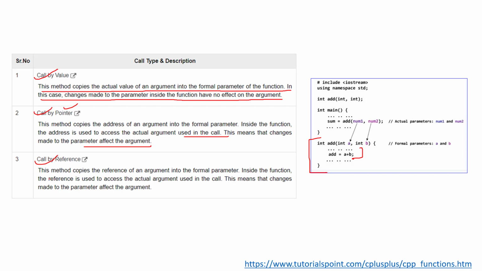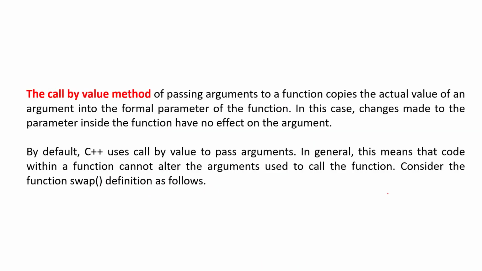Call by reference. This method copies the reference of an argument into the formal parameter. Inside the function, the reference is used to access the actual argument used in the code. This means that changes made to the parameter will affect the argument. So in call by value, the changes made inside the function won't affect the main values, but in call by pointer as well as call by reference, the values will be changed, which will be seen in the coming problems.